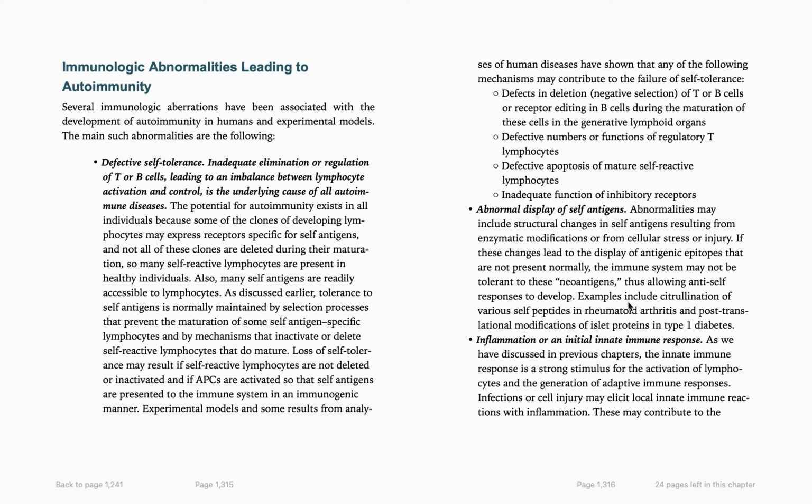First, defective deletion, or negative selection, of T cells or B cells, or defective receptor editing in B cells during the maturation of these cells in the generative lymphoid organs. Defective number or function of regulatory T lymphocytes, defective apoptosis of mature self-reactive lymphocytes, and also inadequate function of inhibitory receptors.